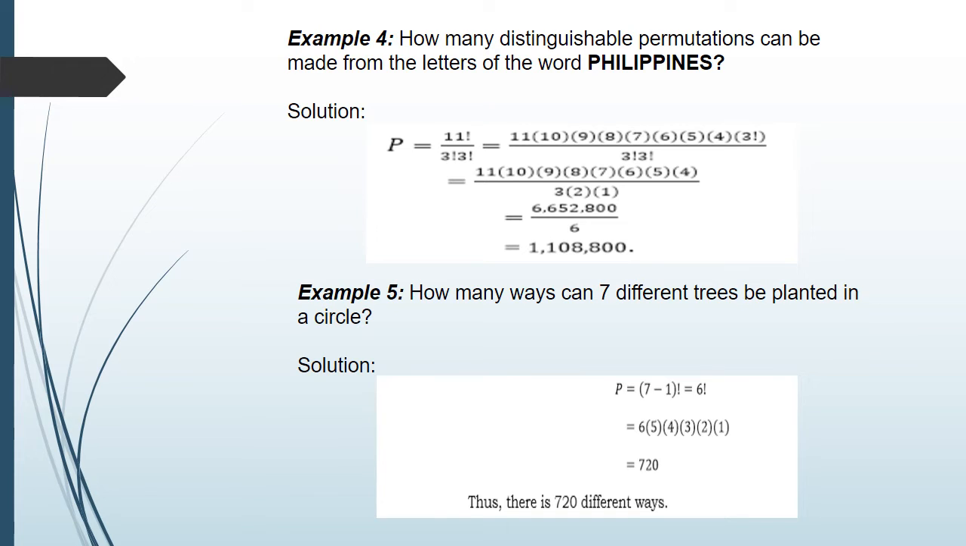Example 5. How many ways can 7 different trees be planted in a circle? Solution. P is equal to 7 minus 1 factorial is equal to 6 factorial, equals 6 times 5 times 4 times 3 times 2 times 1 is equal to 720. Thus, there are 720 different ways.